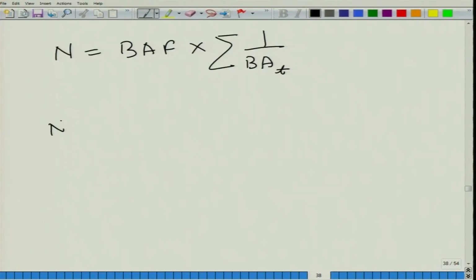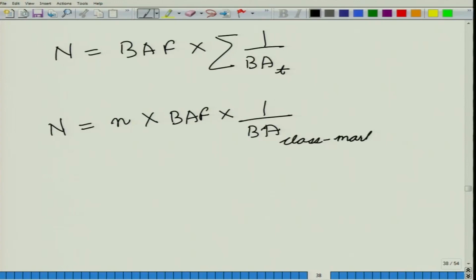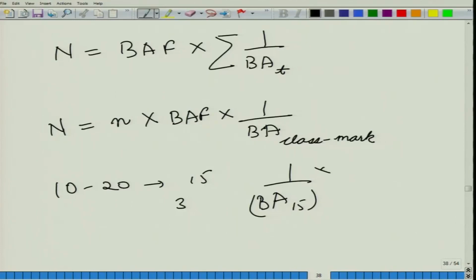Similarly, the number of trees in a diameter class is given by n, that is the number of tally trees, multiplied by the basal area factor multiplied by 1 upon the basal area of the class mark. So, essentially if we have a class of say 10 to 20, the class mark is 15, and suppose we have 3 trees. So, we will have 1 upon the basal area for 15 multiplied by 3, which is essentially equal to 1 upon basal area 15 plus 1 upon basal area 15 plus 1 upon basal area 15.